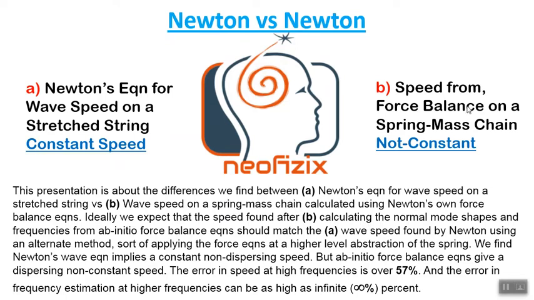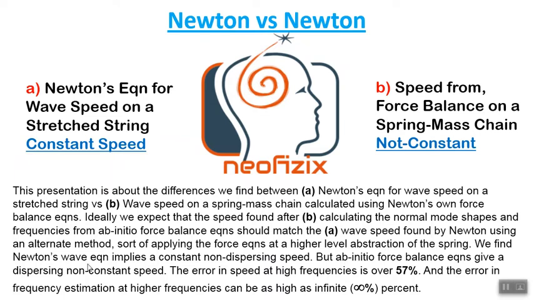So ideally we expect that the speed found after calculating the normal mode shapes and frequencies from ab-initio force balance equations should match the wave speed found by Newton using an alternate method. He sort of applied the force equations at a higher level abstraction of the spring.